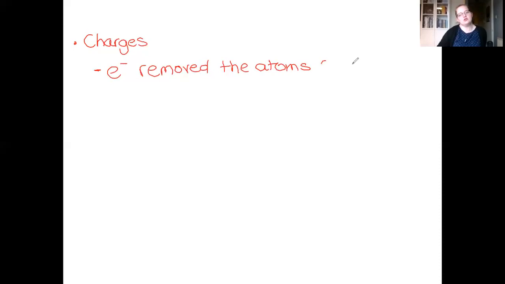The second bit we have to know about is the charges. In ionization energy equations, we have to show the charges as well. Every time we do ionization energies, we are talking about an electron being removed. If an electron is being removed, the atom's charge increases by 1.